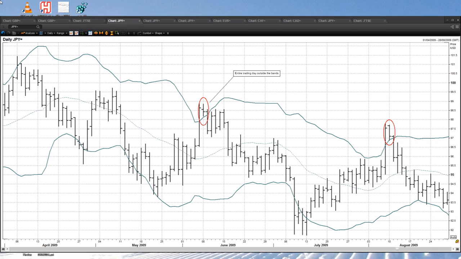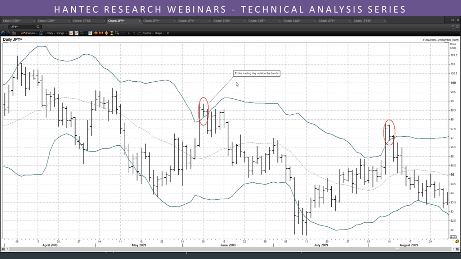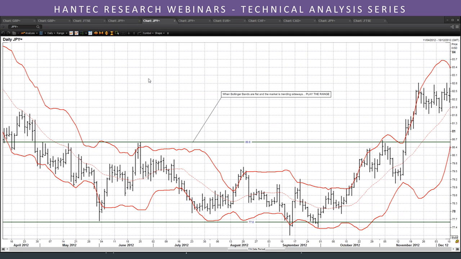And we've got, again, dollar yen. Come on, where's my mouse? There you go. Dollar yen. Okay, dollar yen back from 2012.